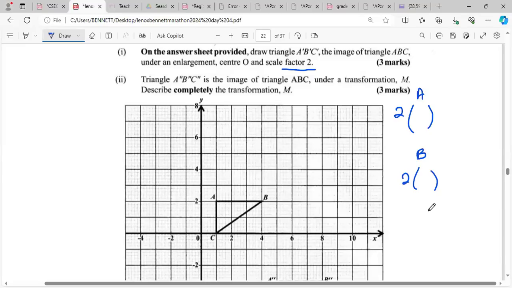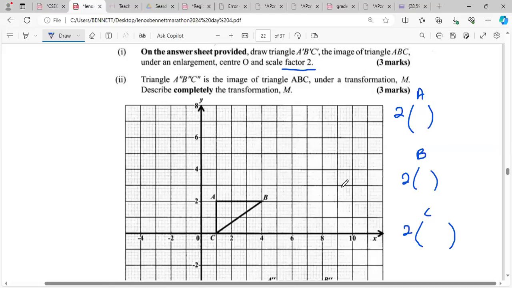If it's a scale factor of a half, you do the same thing. You multiply it by a half. The only difference is it shrinks. A lot of times students may think that because it's an enlargement, it has to increase. You can have an enlargement where it actually shrinks. If the scale factor is a half, they will still use the word enlargement. I don't know why. But you basically multiply each coordinate by a half.